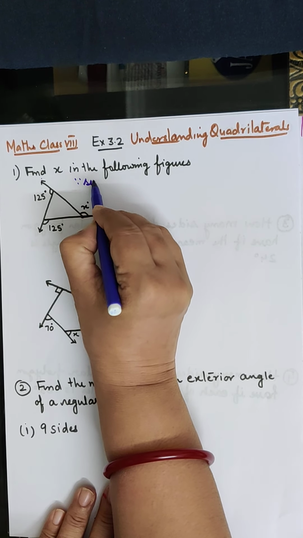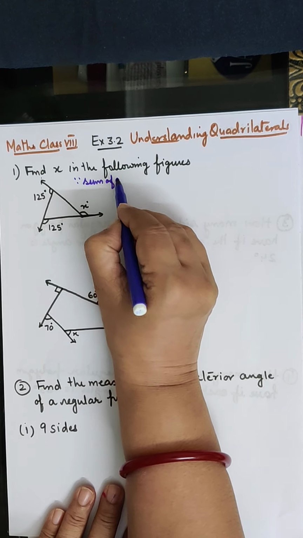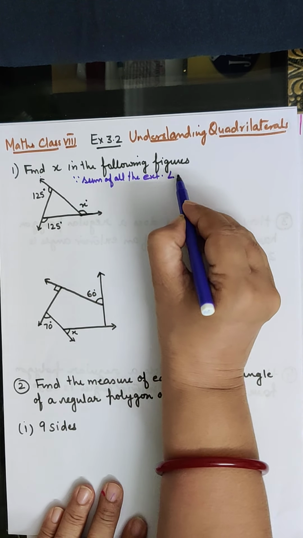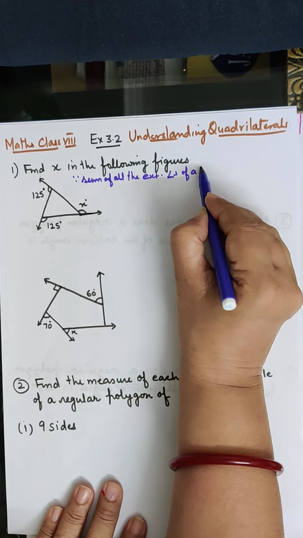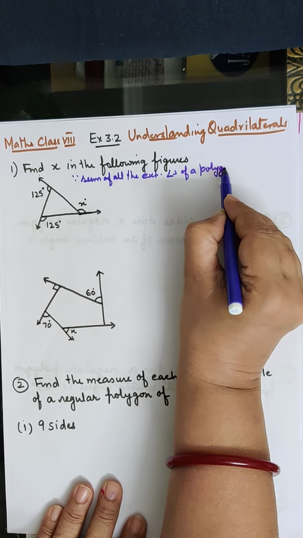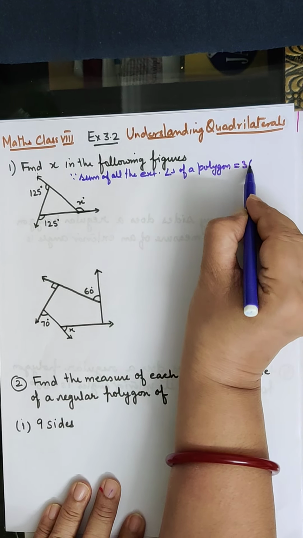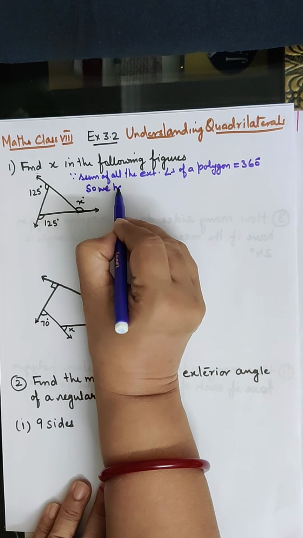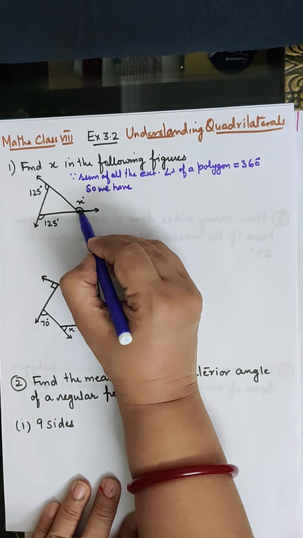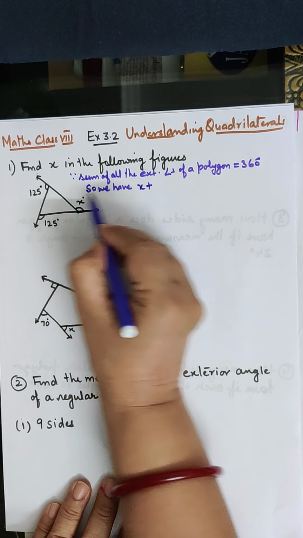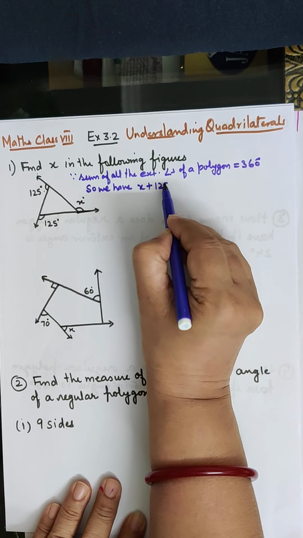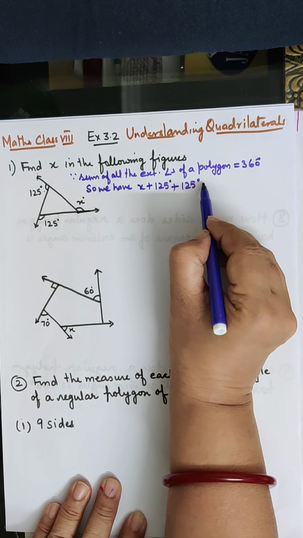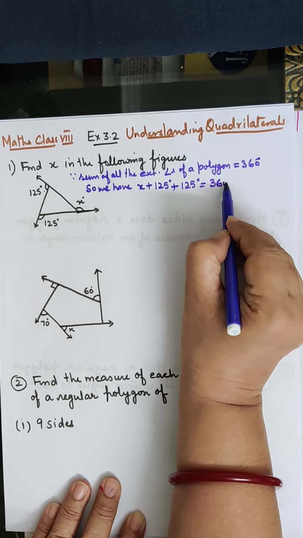Since sum of all the exterior angles of a polygon is equal to 360 degree. So we have angle x plus 125 degree plus 125 degree. This is equal to 360 degree.